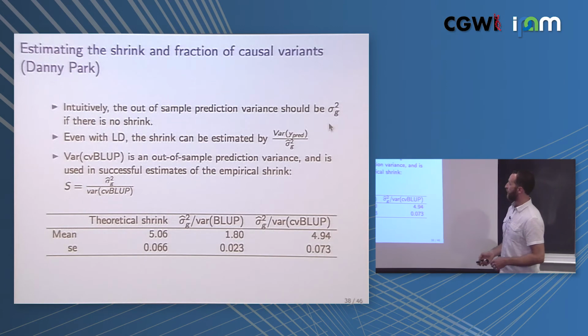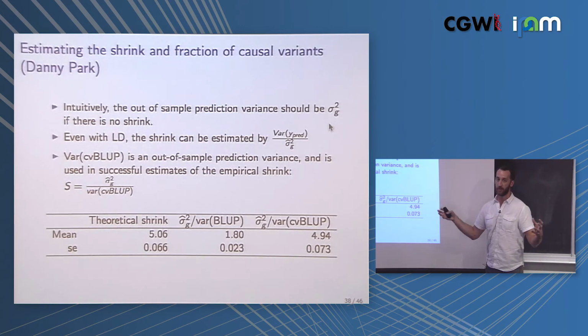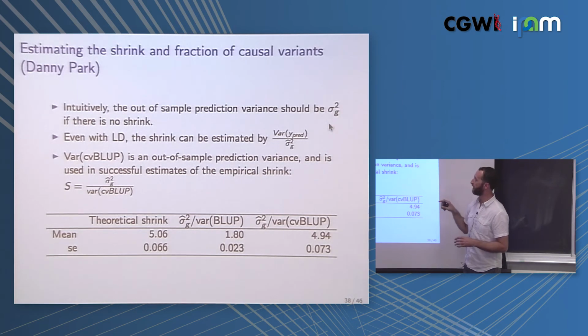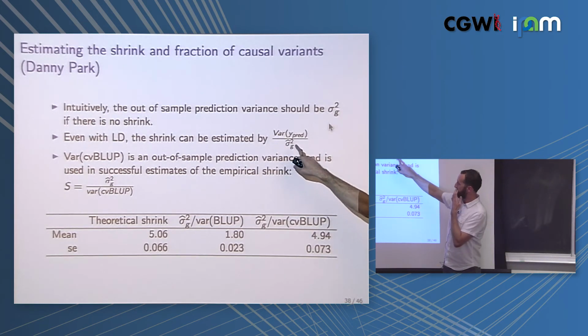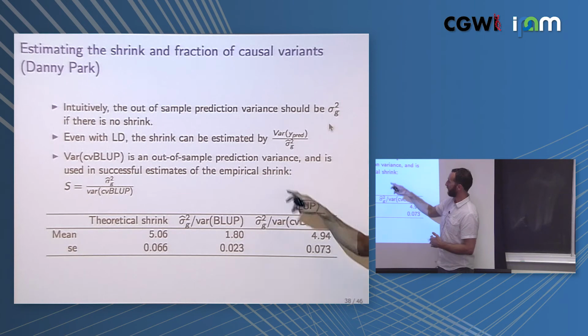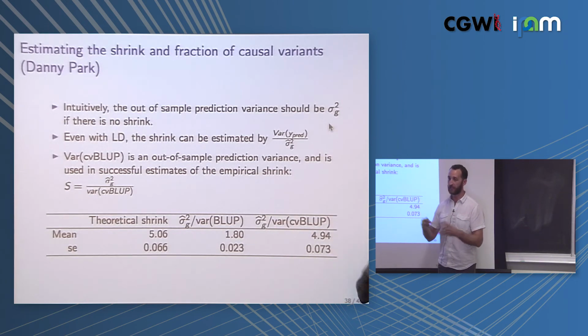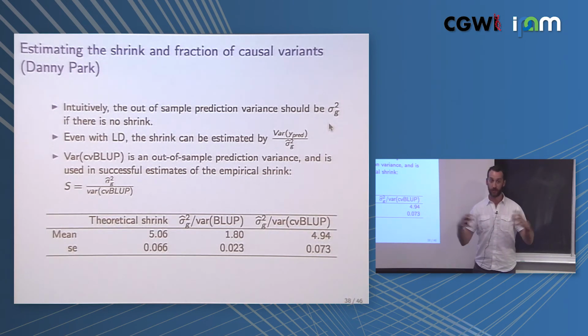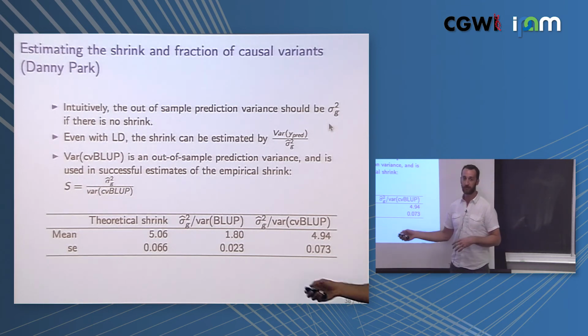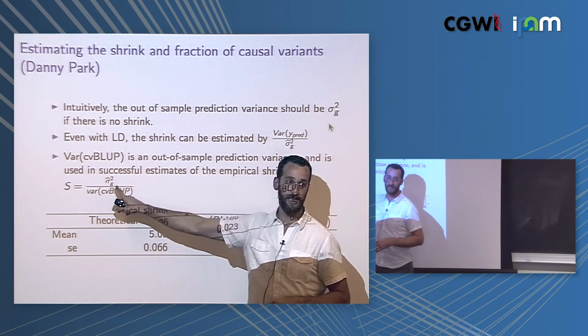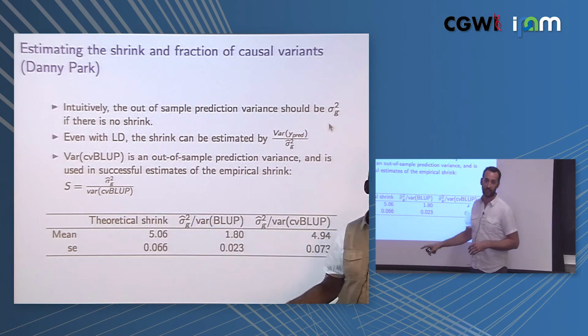And so if you do a prediction, the variance of that prediction should be sigma g. But if you look at the variance of your predictor, it's shrunk. It's not sigma g because there was this shrink that happened. But if you look at the variance of the out-of-sample predictions, you can show that its relationship to sigma g is exactly that shrink.